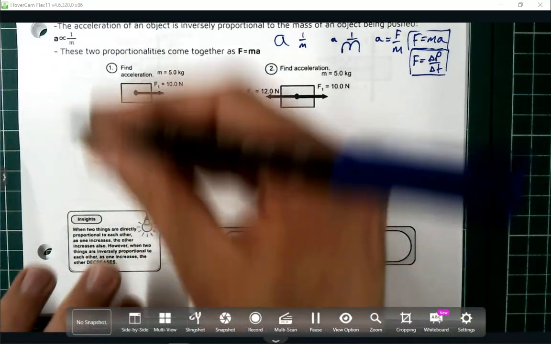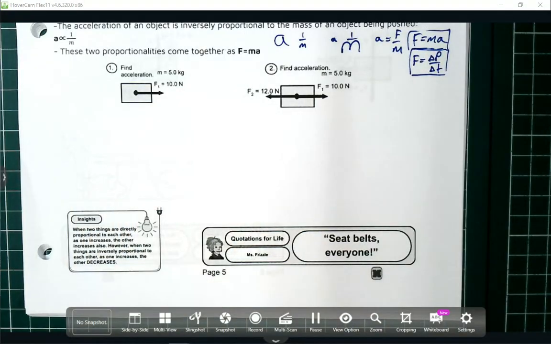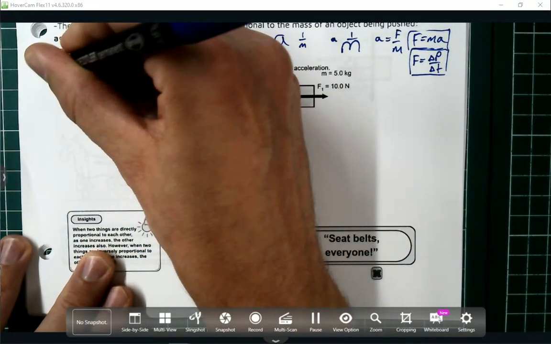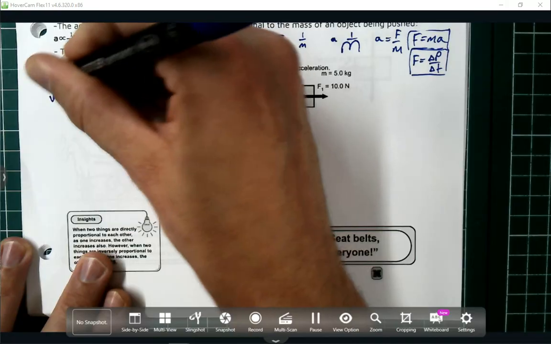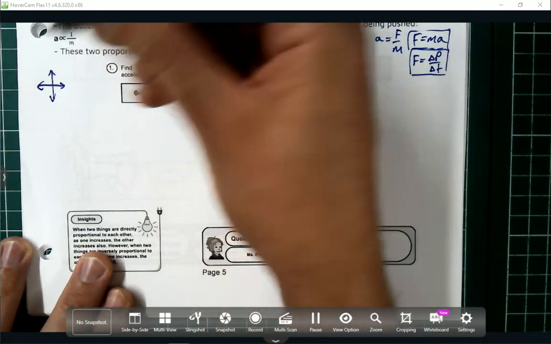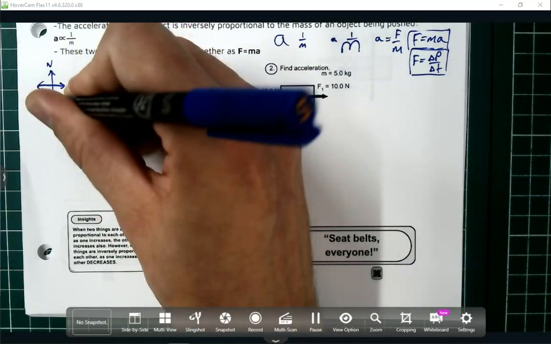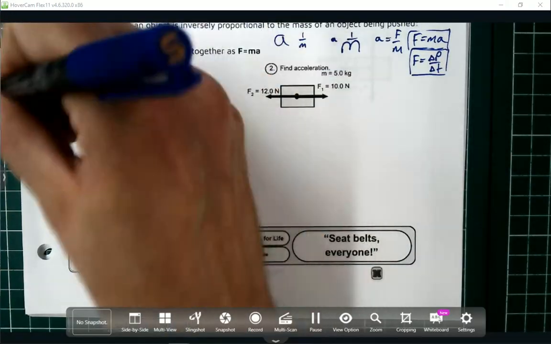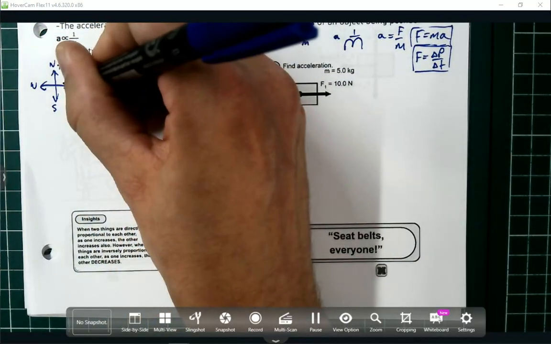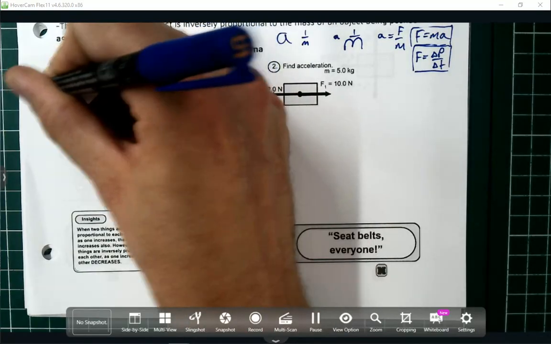Anyway, so I've got this object. I want to deal with this as a free body diagram. If I'm going to do that, I'm going to define a reference frame. At least for these two free body diagrams, let's agree to have the same reference frame: north, south, east, west. We'll make north be positive and east be positive, and south and west be negative.